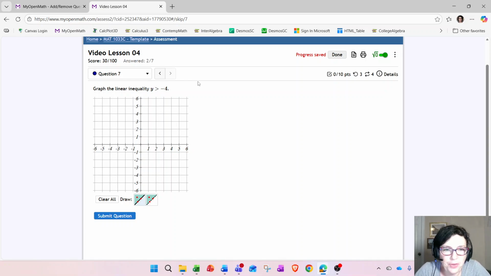Okay, guys, in this video, we'll look at the last example of solving a linear inequality. And this time it's just y greater than -4. Okay, so the first thing we do is decide, is it going to be a solid line or a dashed line? So it is going to be dashed because my inequality is not strict. So what does that mean?